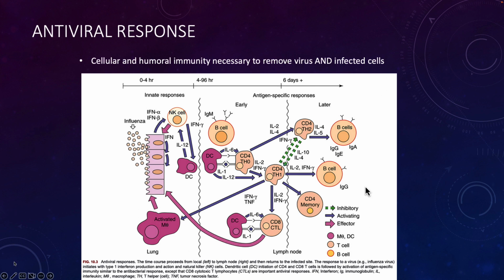And again, this would be a primary infection. So you have 0 to 4 hours, this broad innate response, an early antigen-specific response, 4 hours to 4 days, and then a really strong late antigen-specific response after 6 days. Now, if you've already seen the infection before, either because you've been infected before or because you've been vaccinated, this can occur more rapidly, the production of antibodies and the production of the cytotoxic T cells.